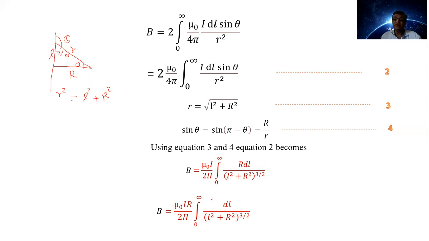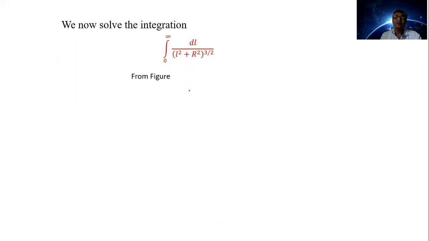Integration limit 0 to infinity. And let us suppose this is our equation number 5. Now we can solve this integration. Integral of dl upon [L square plus r square] bracket raised to 3 by 2. As usual, integration limit is 0 to infinity.